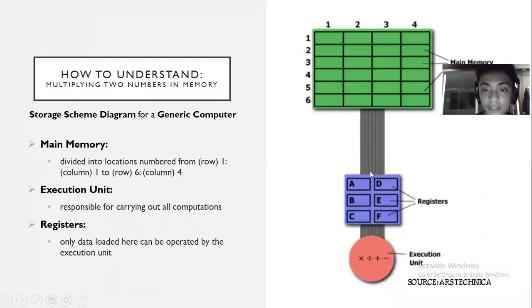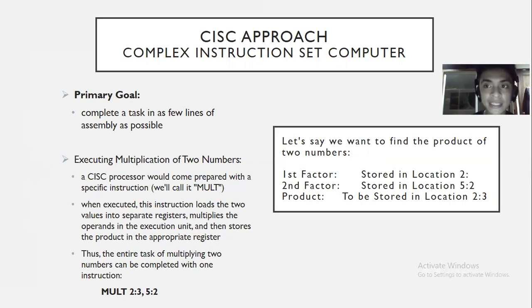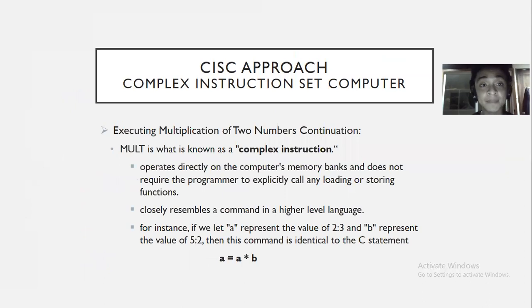To demonstrate the flow, it takes the two data from the main memory, transfers them into the registers, operates on them in the execution unit, then transfers the result back to the main memory. In just one line of code, it was able to achieve those three things.